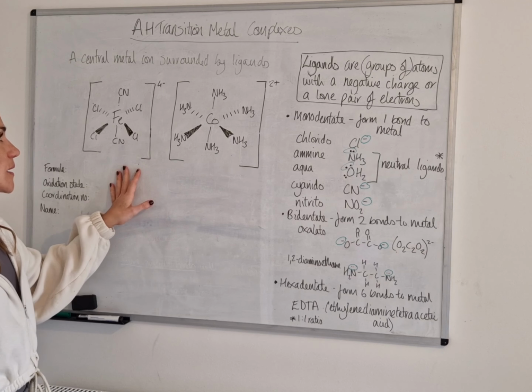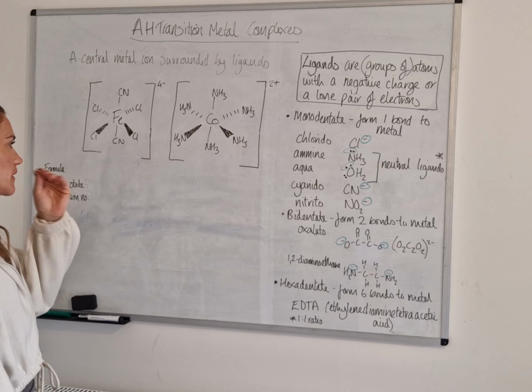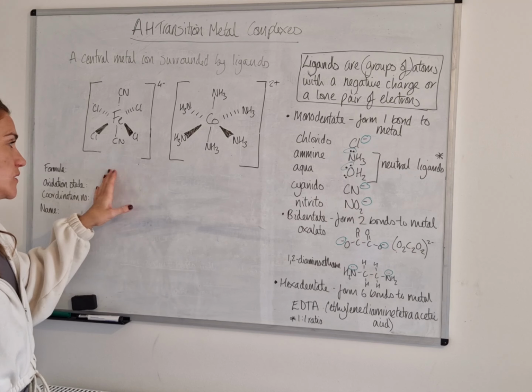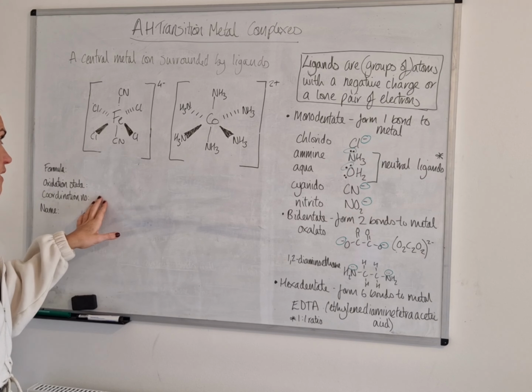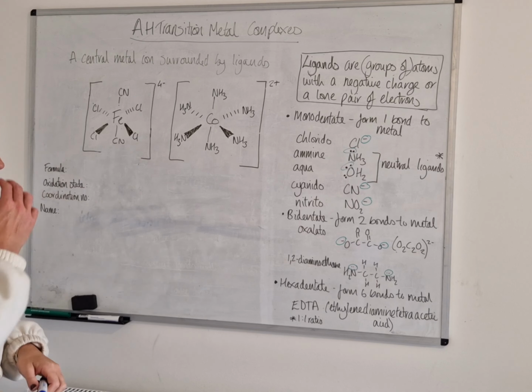Got a couple of other examples here. We're just going to do the exact same thing. We're going to write down the formula for the transition metal complex, work out the oxidation state of the transition metal in the complex, work out the coordination number, and then come up with the name.